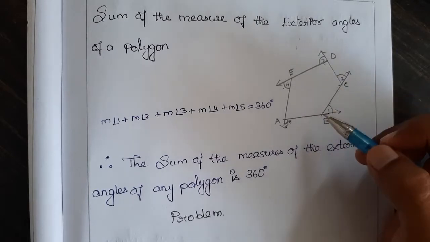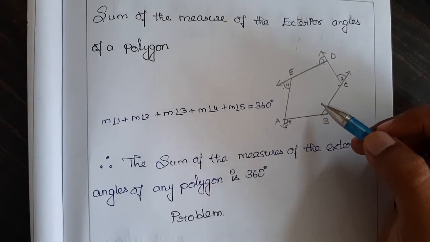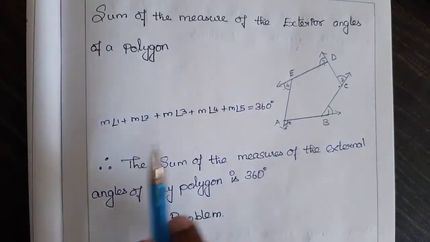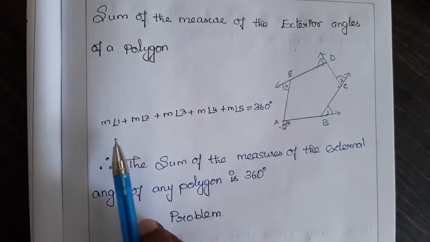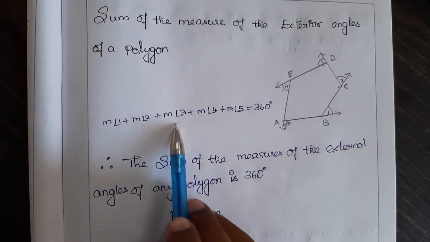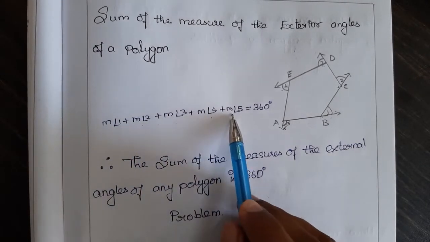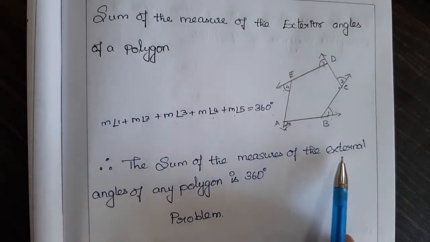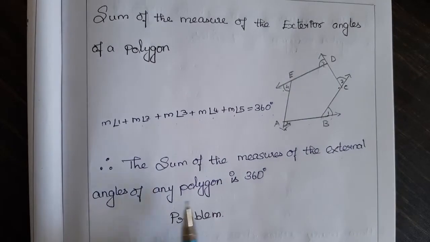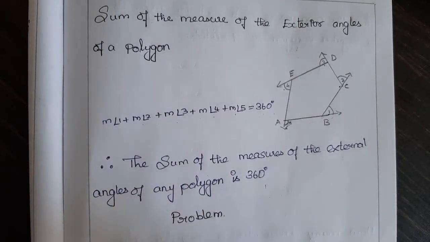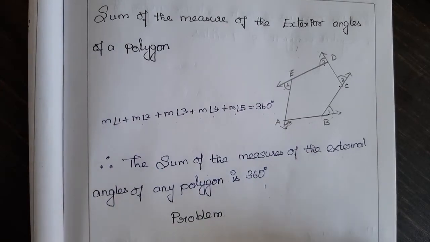So what is a complete turn? It's 360 degrees, right? A complete angle is called 360 degrees. So if you add all these angles, it will be 360 degrees. Measure of angle 1 plus measure of angle 2 plus measure of angle 3 plus measure of angle 4 plus measure of angle 5 is equal to 360 degrees. Therefore the sum of the measures of the exterior angles of any polygon is 360 degrees. For any polygon you can try, it will be 360 degrees.